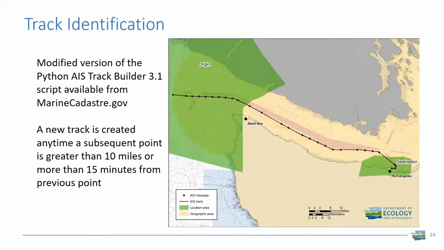Our draft track identification algorithm is based on the track builder script that's available from the Marine Cadastre webpage. Tracks are created when our duplicate point deletion routine creates a lack of data for a period of at least 15 minutes. A new track is also created when a point appears more than 10 miles away from its preceding AIS message. This is generally an indicator of something like unreceived messages, or an AIS that has stopped transponding, or some other non-standard event.